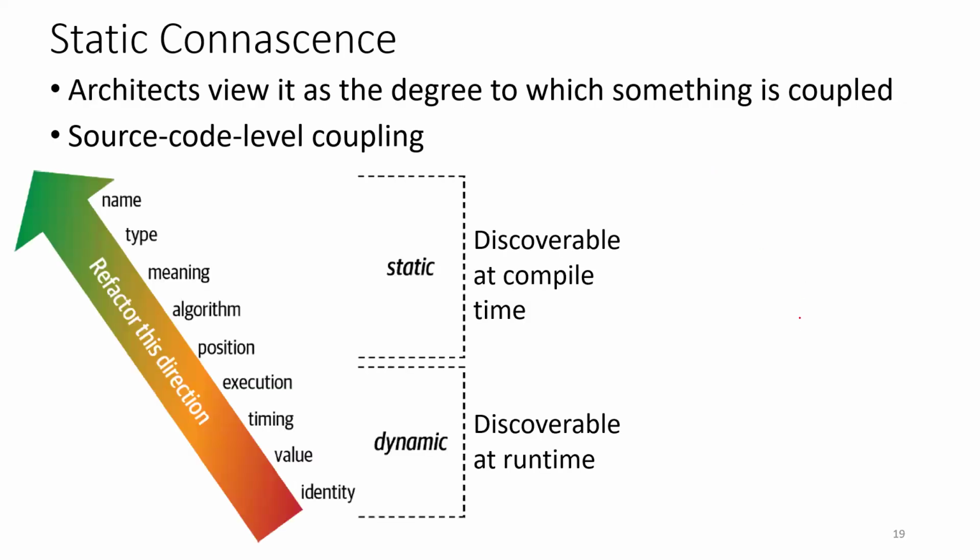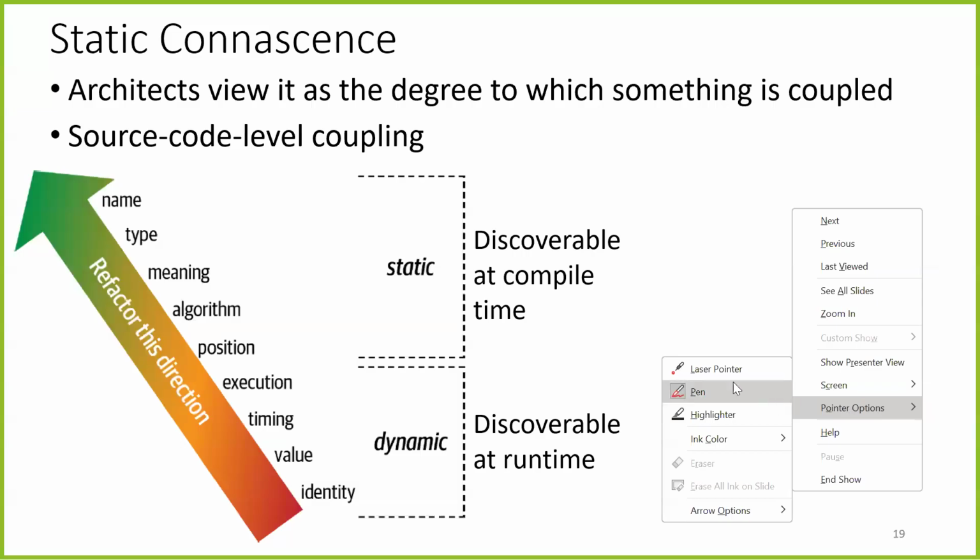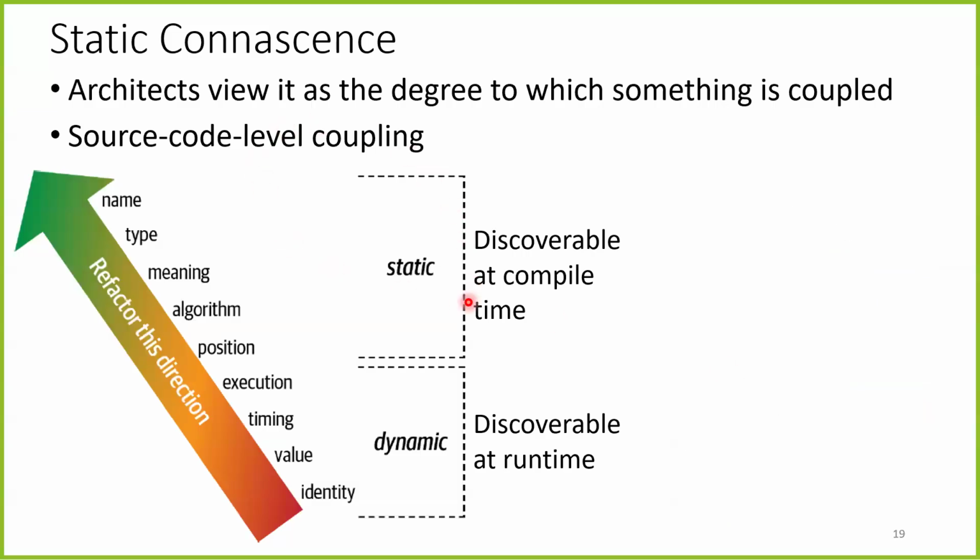So this is how we define them. We have static connaissance: connaissance of name, type, meaning, algorithm, position. And then we have dynamic connaissance: connaissance of execution, timing, value, identity. Dynamic connaissance, as the name suggests, is discoverable at runtime. And static connaissance, as the name suggests, is discoverable at compile time. The more you go in the upward direction, the better connaissance you have, and it is easier to manage.